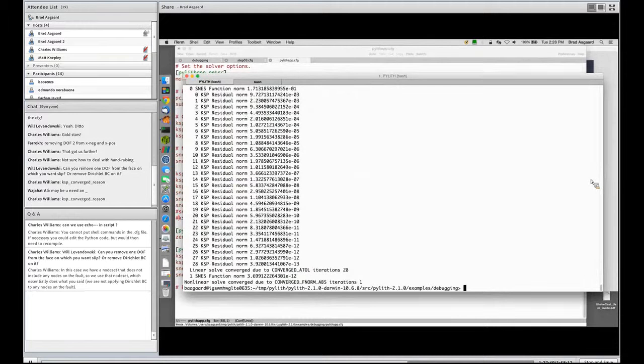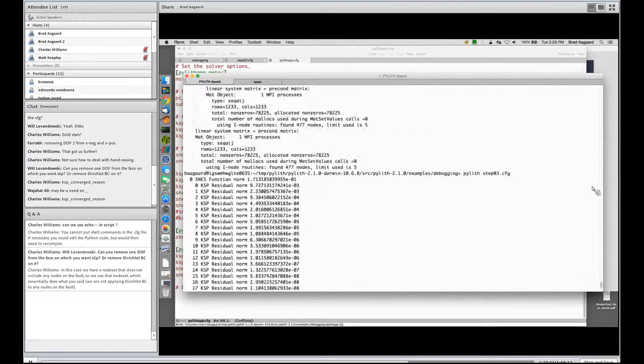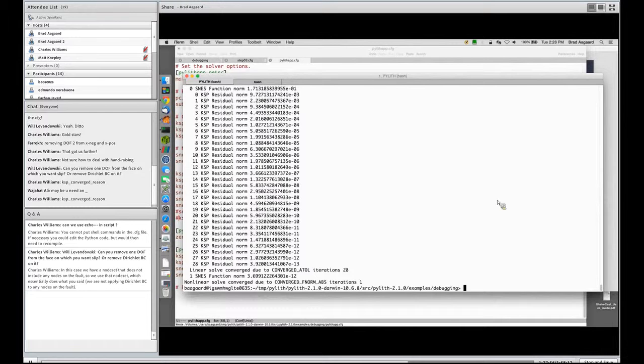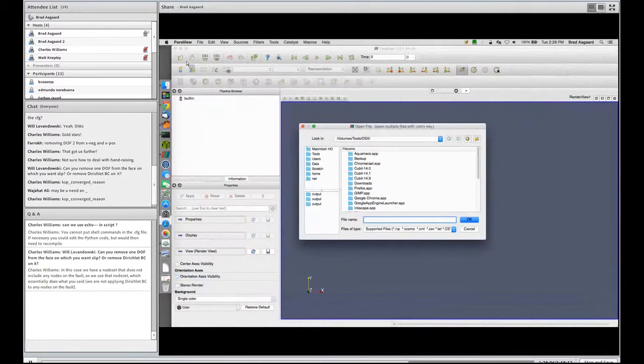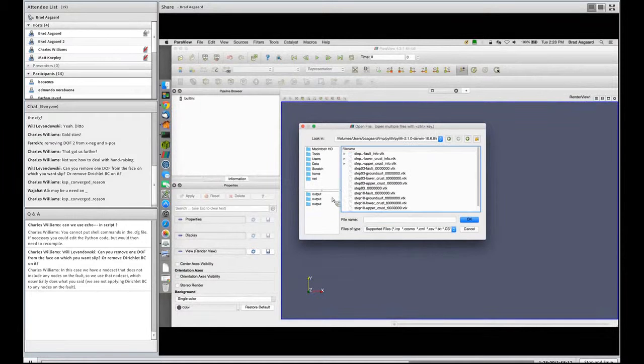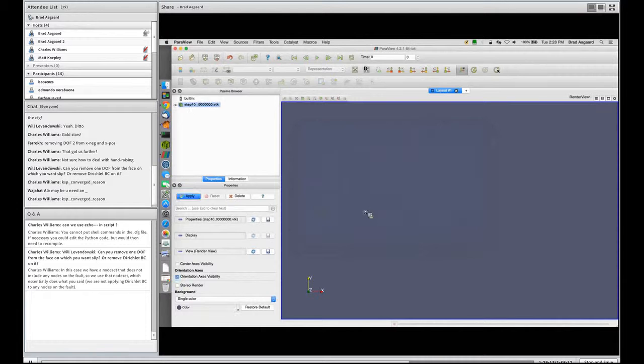In this case, it converged in one SNES iteration, and with a tolerance now of 10 to the minus 12. That means if it's one little iteration, we didn't need the nonlinear solve. So that generally tells us that the fault did not slip.